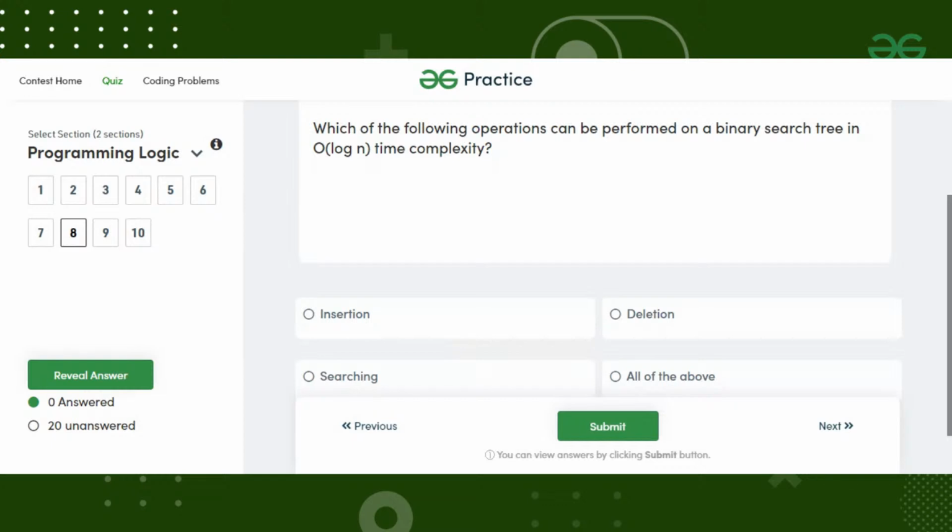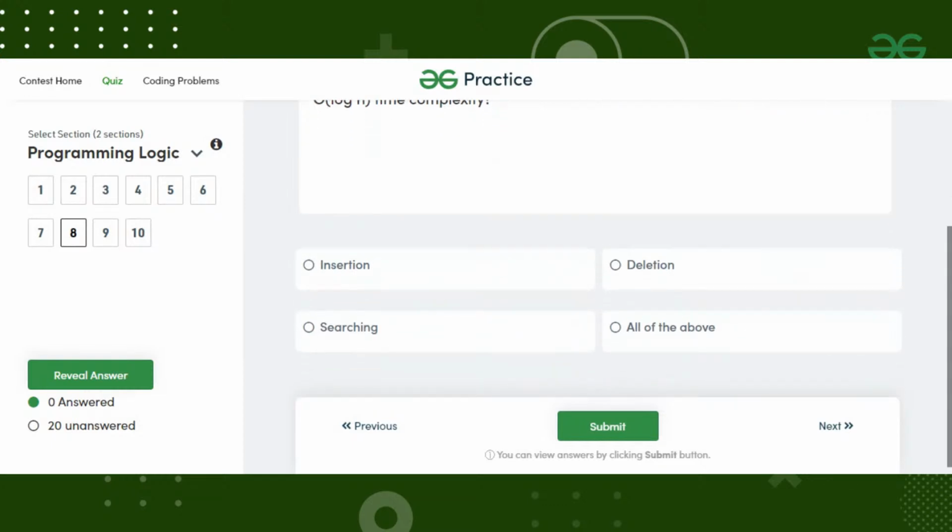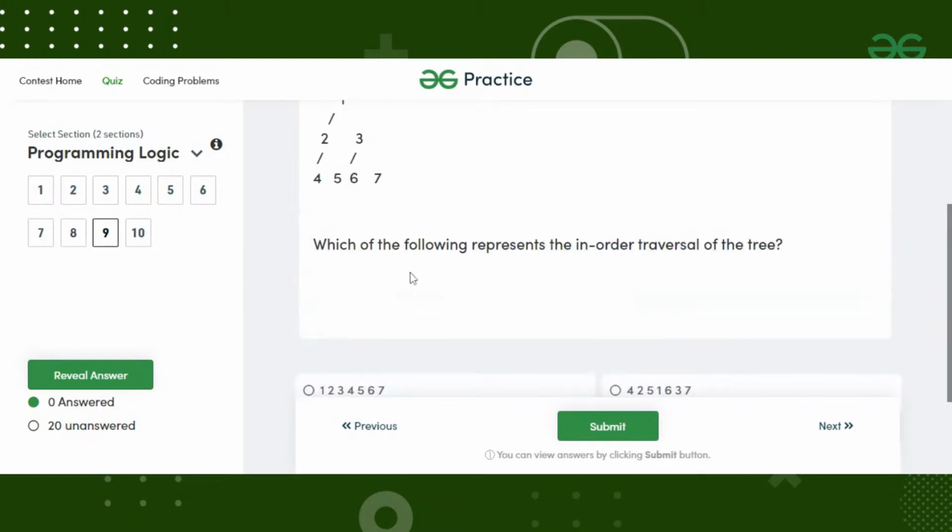In a BST, what are the operations that can be performed in log n? Actually, the quality of a BST is that all of the operations can be performed in log n time. All the operations: insertion, deletion, and searching. Next, we have inorder traversal.